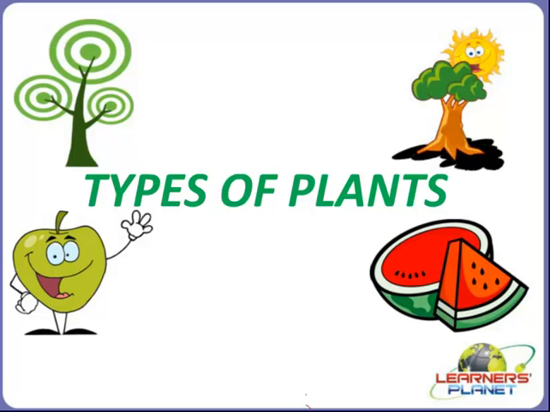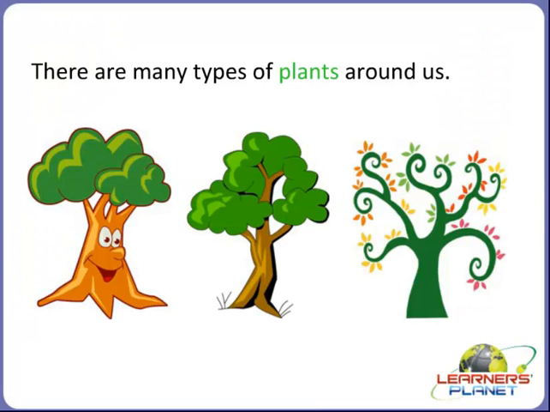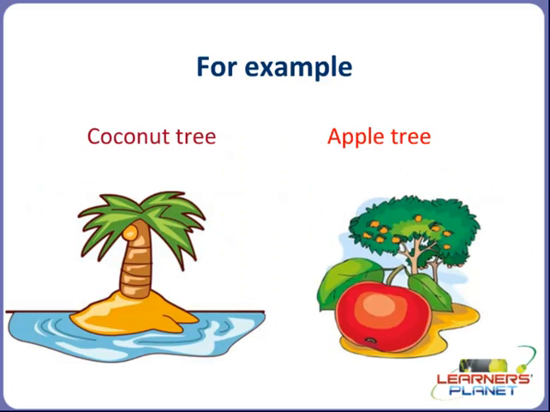Children, in this session we will study about the types of plants. So children, we can see here that there are many types of plants around us. So these are different types of plants which we see around us. For example, a coconut tree and an apple tree.